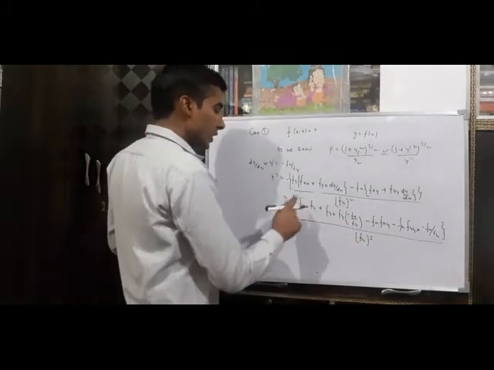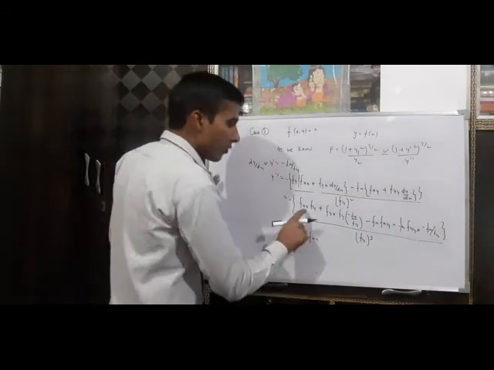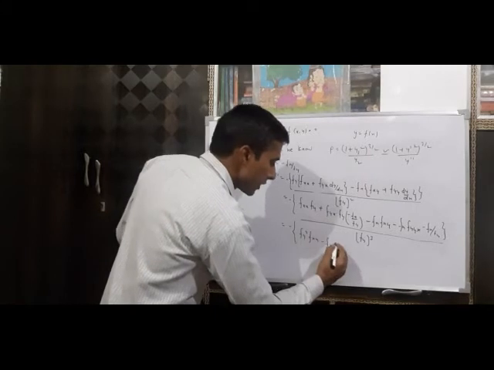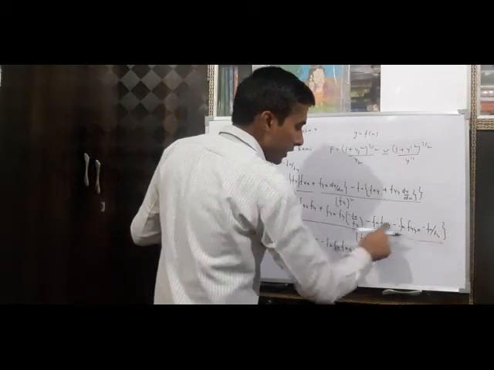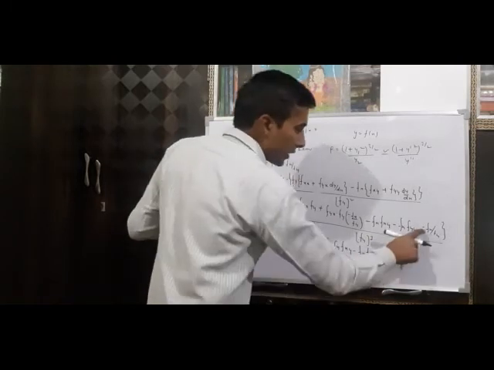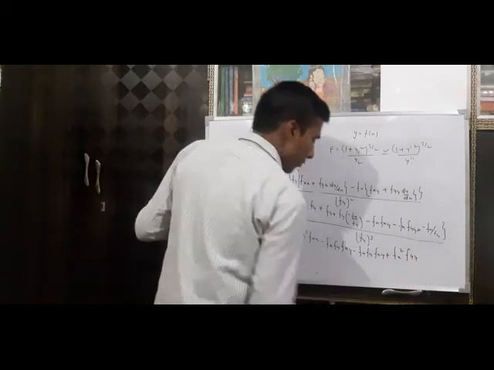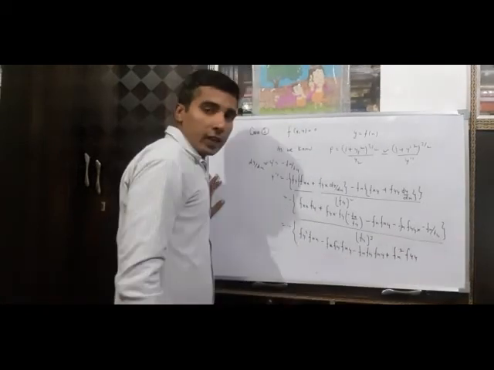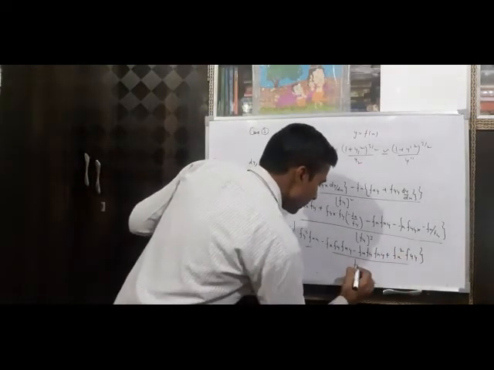Now when we take the LCM, this expression can be written as f_y square f_xx, minus f_x f_y f_xy, and when we take the LCM f_y, this term also becomes minus f_x f_y f_xy, and plus f_x whole square f_yy. f_yy means the second partial derivative of f with respect to y, and this whole thing is divided by f_y cube.